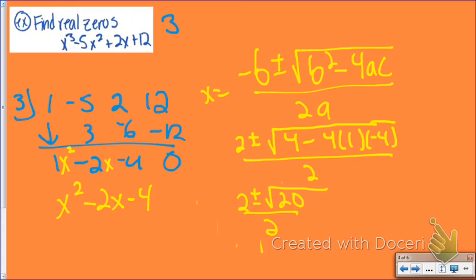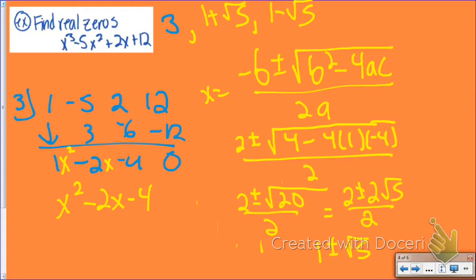Now one thing to be careful of right now, I can't just take those 2's and divide them out. That doesn't work, because if you remember, every term at the top has to have that 2 on it before I simplify it. What I can do is simplify the square root of 20. That can break down into 2 square root of 5. And now, because every term has a 2 in it, I can break that down into 1 plus or minus the square root of 5. So my 3 zeros then are 3, 1 plus the square root of 5, and 1 minus the square root of 5.